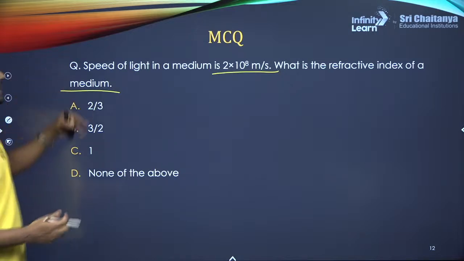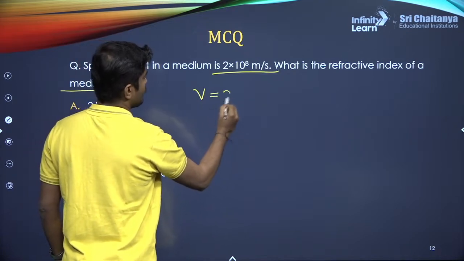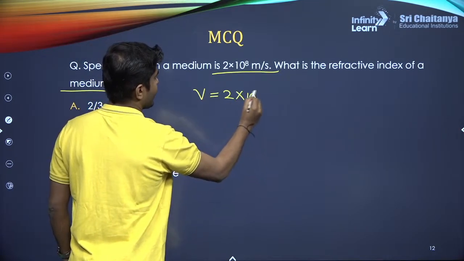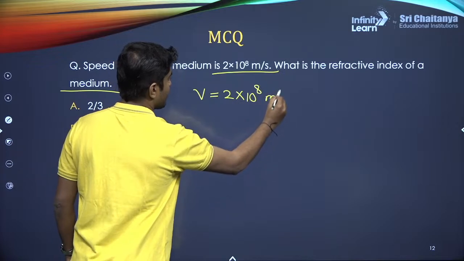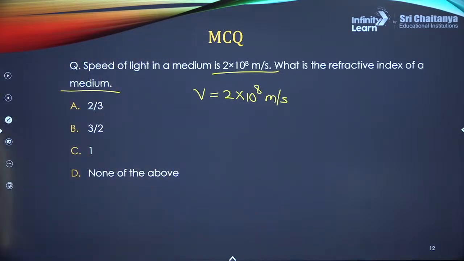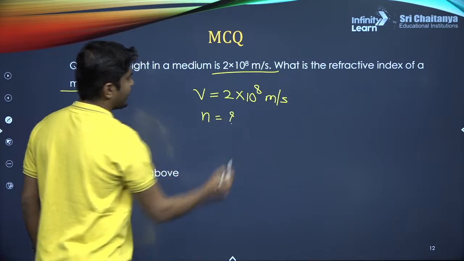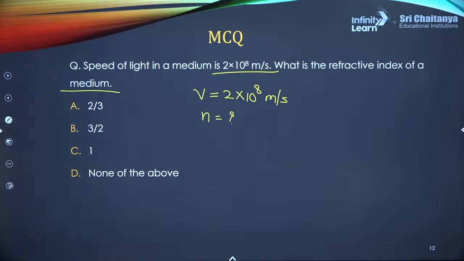So speed of light in a medium, that means there is a V. V is given as 2 into 10 raised to 8 meters per second. And we want to calculate the refractive index, that is N. So how will you calculate? 3 by 2, yes, that is correct.